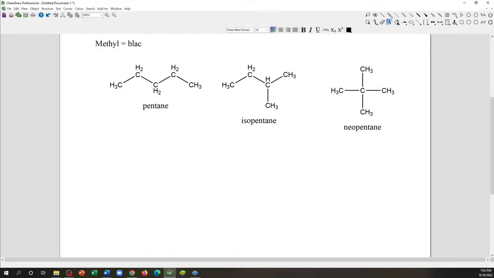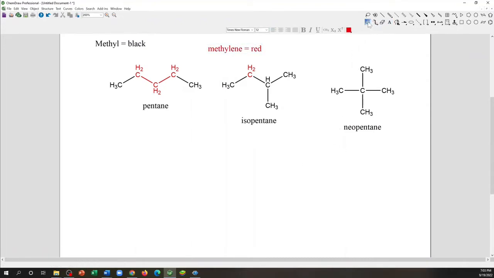Methyl equals black. A methylene is where it's bound to 2 hydrogens. So we're going to go ahead and color our methylene carbons red. There's a methylene carbon right there. We'll make that one red. I don't see any other. Whoops, that did not take. There we go. I don't see any other methylene carbons. So my methylenes are red.